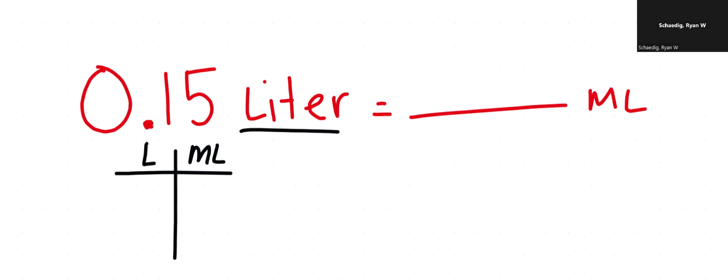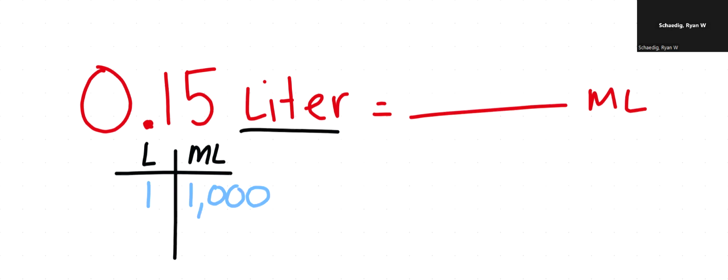There are some that are in our head. 12 inches is a foot, 3 feet is a yard, 4 quarts makes a gallon. There's some things that I think we should just have, but yeah, like liters and milliliters, maybe we don't know that one, but we do, because what we do know is that 1 liter is equal to 1,000 milliliters.